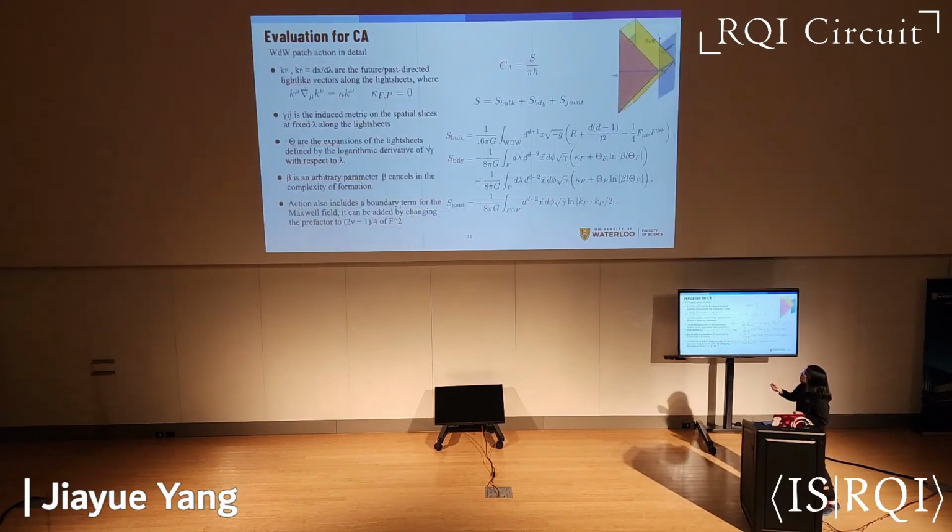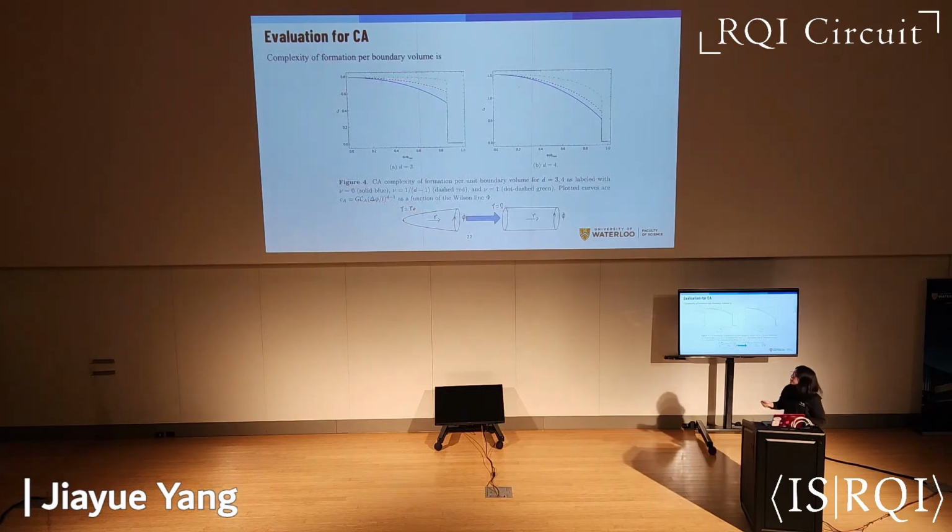For the CA conjecture, it is a little bit complicated, but we just need to evaluate the action of this Wheeler-DeWitt patch region. It has a bulk action and also a boundary action for these null boundaries. There is also a joint action term, where the joints are just the intersections of our null boundaries. If we plot the CA versus the magnetic flux, or say the Wilson line, we can also observe the phase transition from the AdS soliton to the AdS.